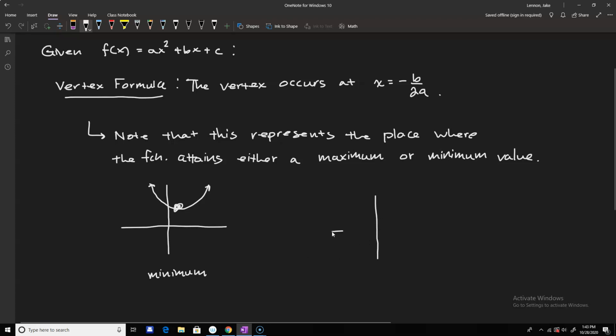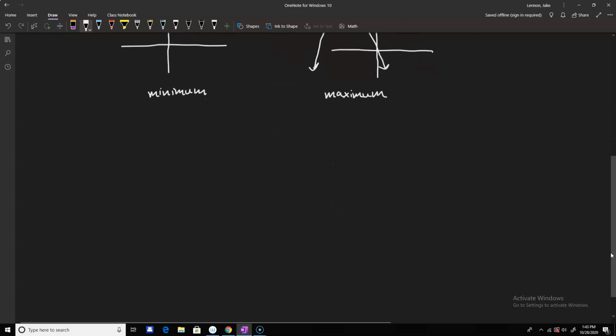Or in the case of a parabola that's opening downward, you'd have the point up here, which would be representative of a maximum value. And that's really it. Graphing quadratics is very, very easy. You just need to keep this formula in mind. So let's go ahead and look at a few examples.